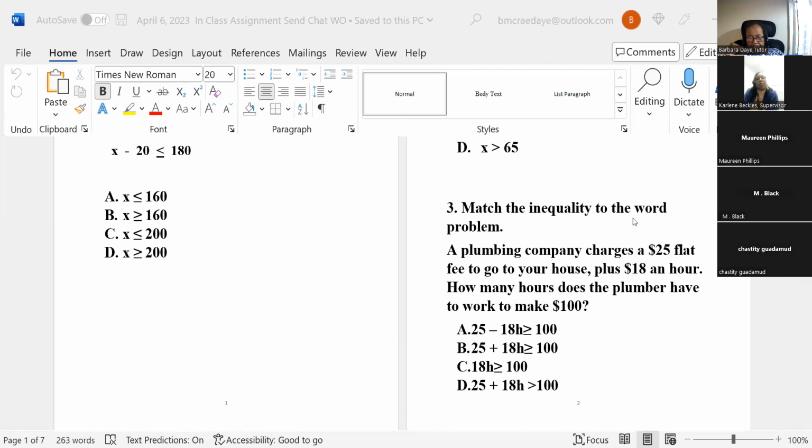Number 3, Maureen and Mercedes. Remember, we got a fixed cost and a variable cost. This is real world, right? Plumbers charge you a fixed service fee when they come, whether they do work or not. I just sent you my answer, miss. Okay, let's see.